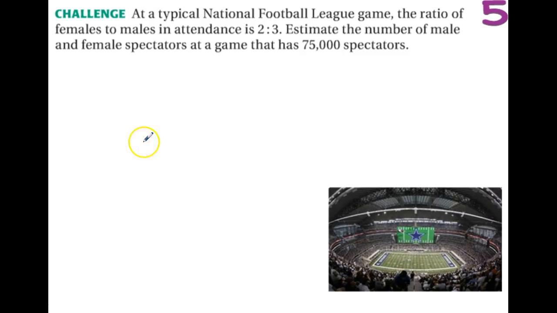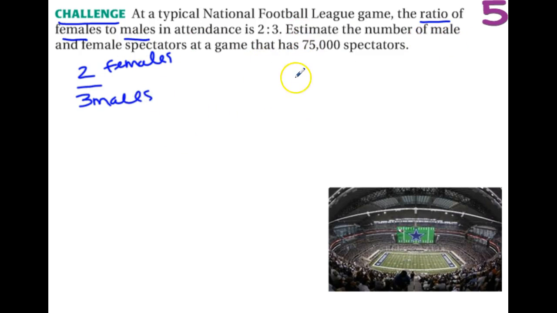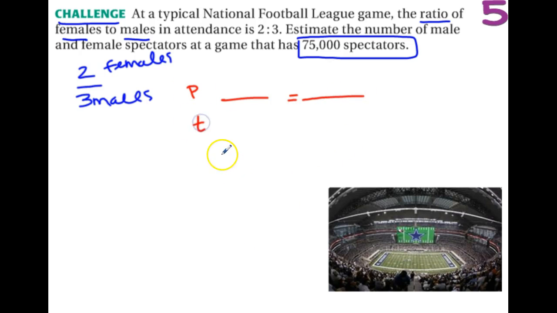Alright. This one says challenge. This is like the other one. At a typical National Football League game, the ratio of females to males in attendance is 2 to 3. 2 is the females, 3 is the males. Estimate the number of male and female spectators at a game that has 75,000 spectators. So if we're going to set up our proportion, one fraction equal to the other fraction, we have to have the part to the total. Well, these are both parts. There's 3 parts males and 2 parts females, so total there are 5 parts.